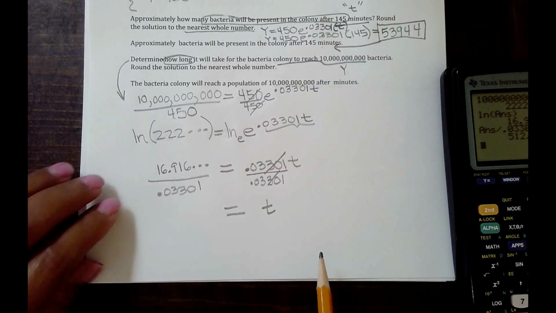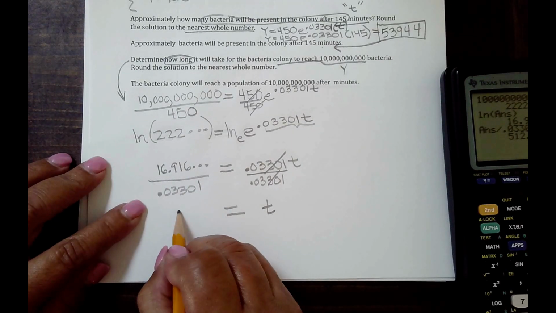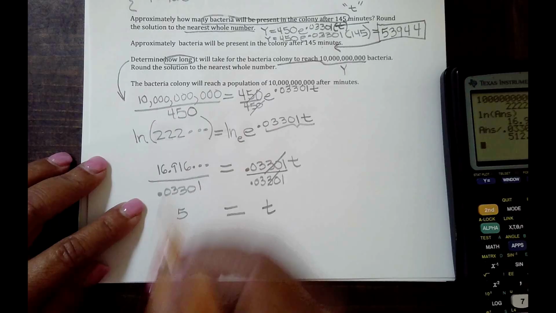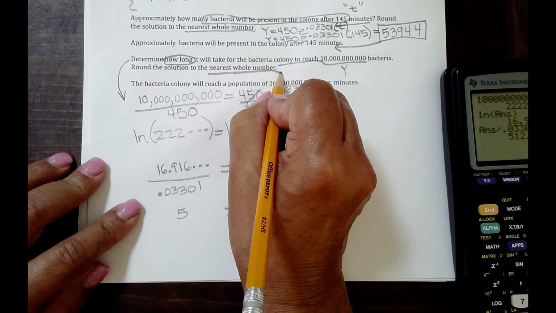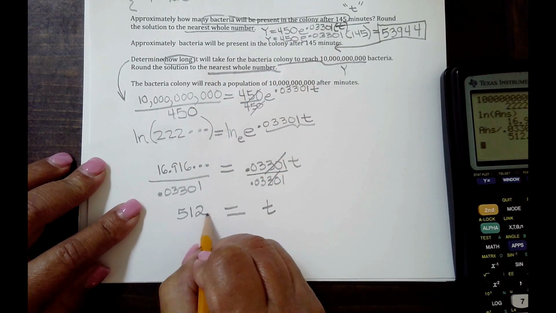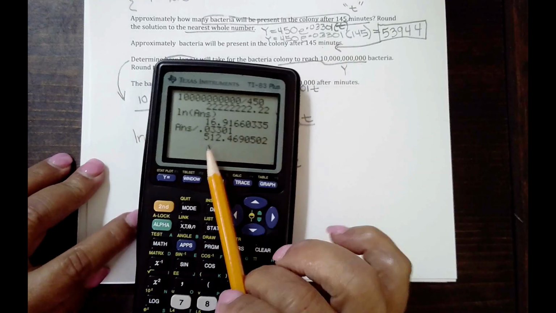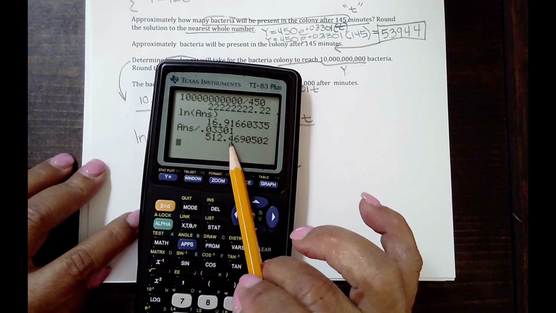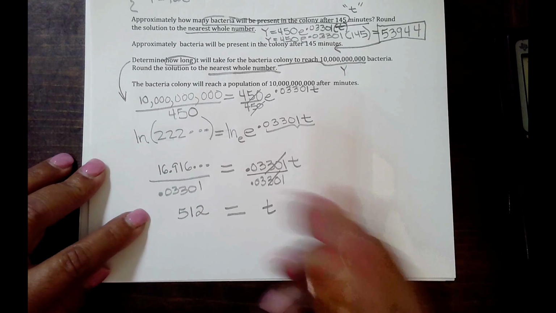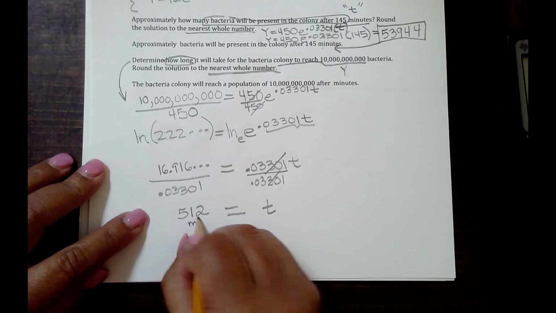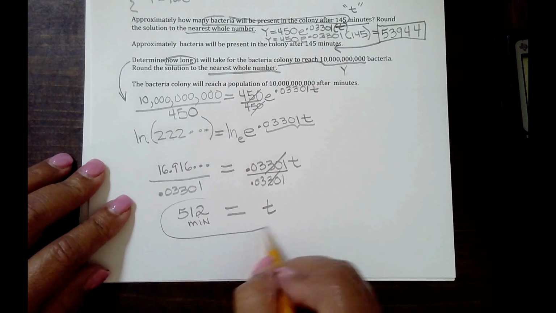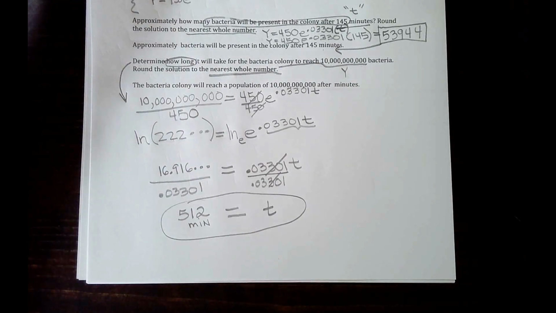They wanted us to round this to the nearest whole number, as it says right here. So this is closest in whole number form to 512. That's not strong enough to bump it up. And then we're talking minutes here. So that is the last answer for number 3.